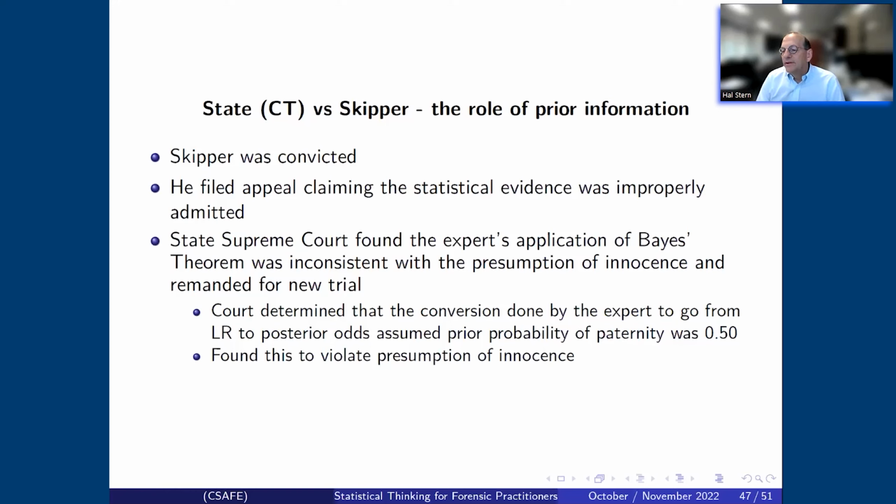The judge basically said, well, the expert explained what the expert had done. The expert had assumed the prior probability of paternity was 50% and the prior probability of not paternity was 50%, and used that to go from the likelihood ratio to the posterior probability. And the judge found, assuming before you look at the evidence that the person had a 50% chance of being the father violates the presumption of innocence.